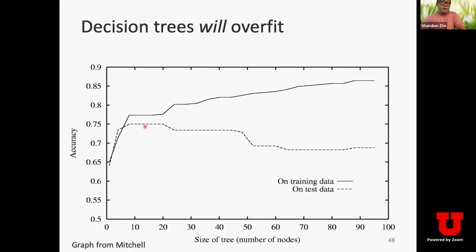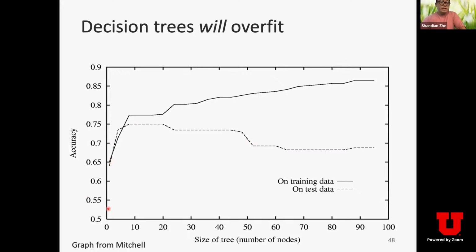But what is the change or variation of the test accuracy? What can we observe? You can see that at the beginning when you grow the tree, it keeps increasing. But at some turning point, when you continue to grow the tree, the performance starts to drop. So that's a typical phenomenon of overfitting.